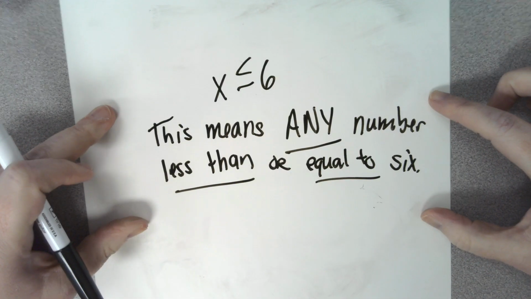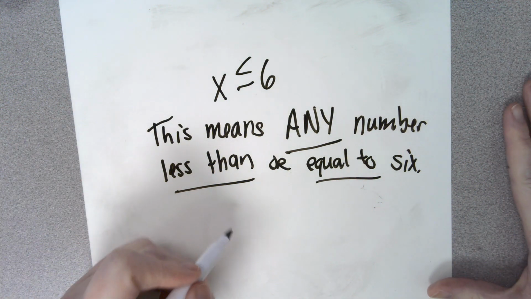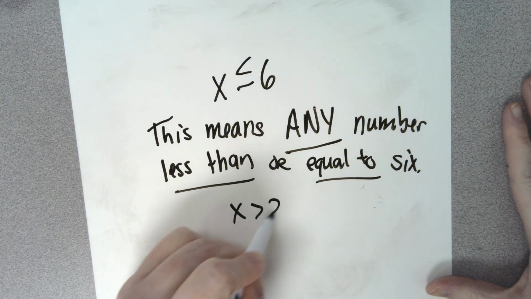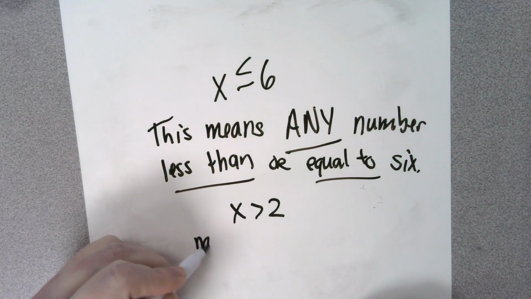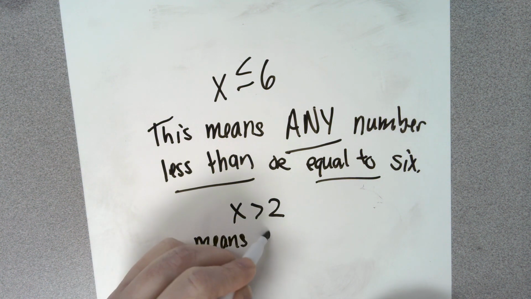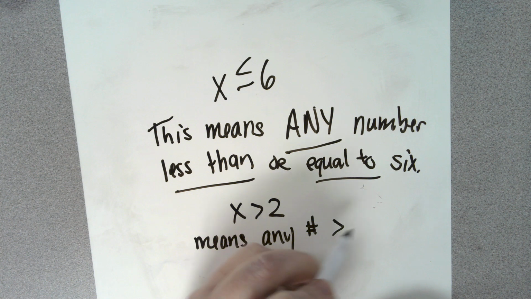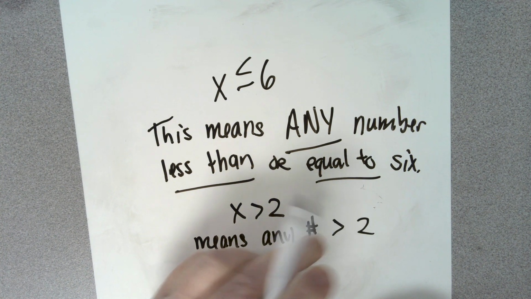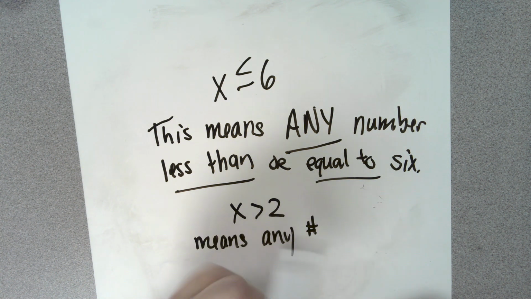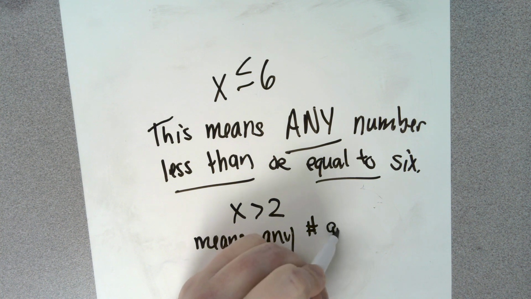So if somebody asks you, what does this mean? That's what you would say. So if we had like x is greater than 2, it means any number greater than 2. You actually have to put the words greater than 2. You can't just do the symbols like I just did.